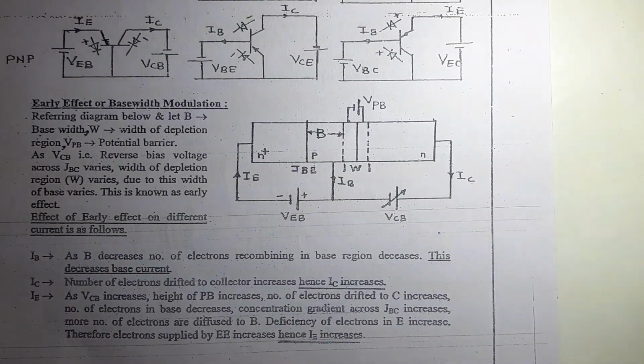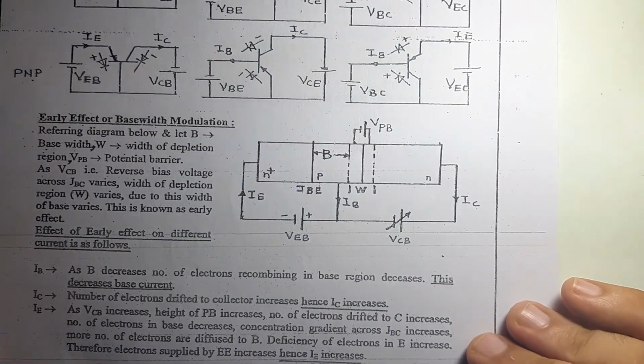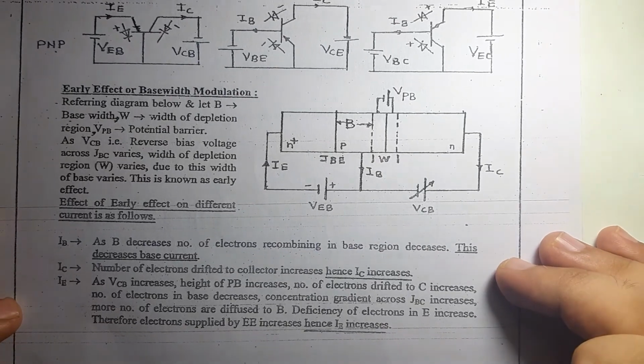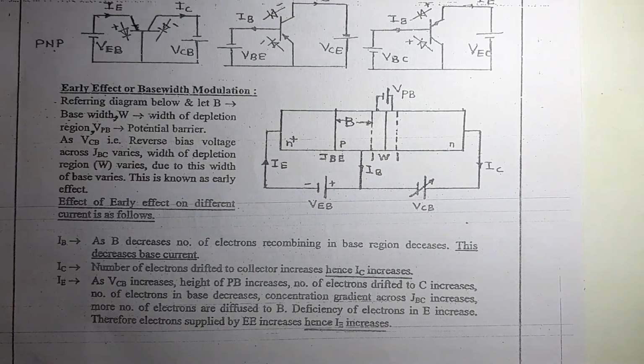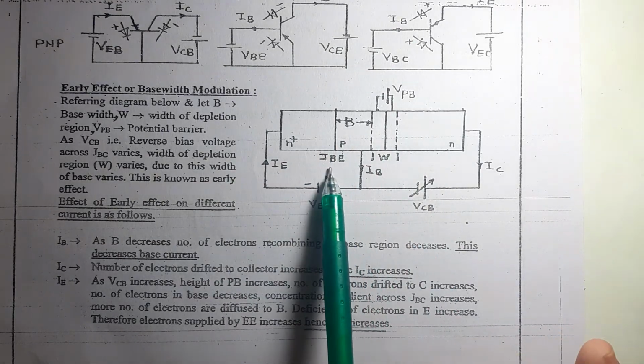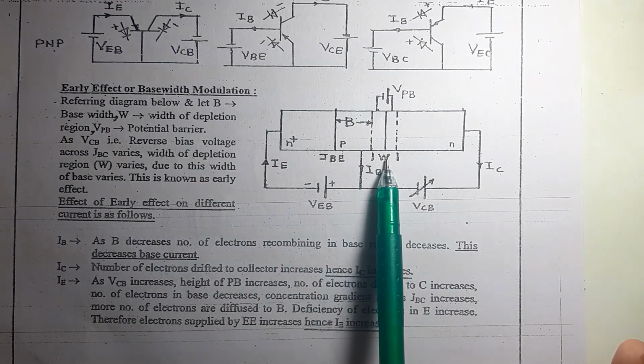We will be having an NPN configuration with common base configuration. Now it is a simple effect, but trust me, it is one of the most important ones, and it plays a very important role. Now early effect of base width modulation is given by NPN, wherein JBE is forward biased, JBC is reverse biased.